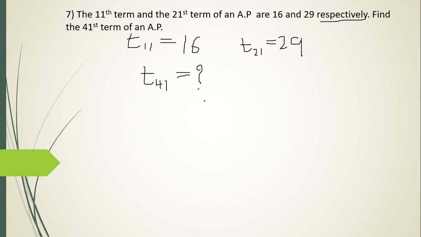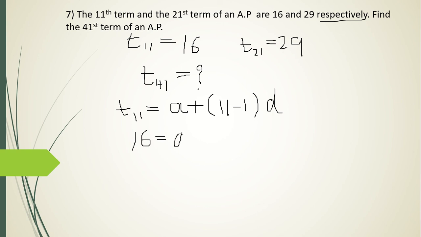Here the difference is not given, the first term is not given, second term is not given, but from whatever is given just try to write T of 11. T of 11 formula will be what? A plus n minus 1 into D, so that is going to be 11 minus 1 into D. And we know T of 11 is 16, no? Here we will get two simultaneous equations, or linear equations, we can say. 16 is equal to A plus 10D.